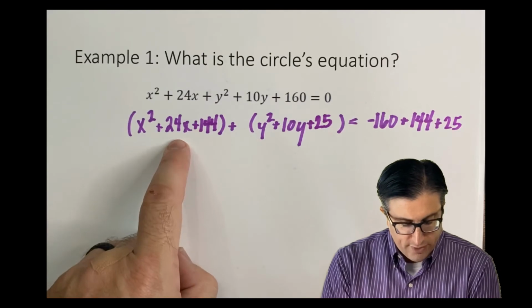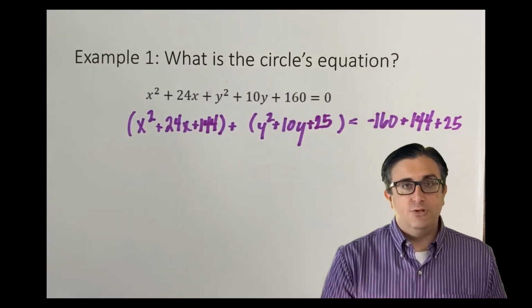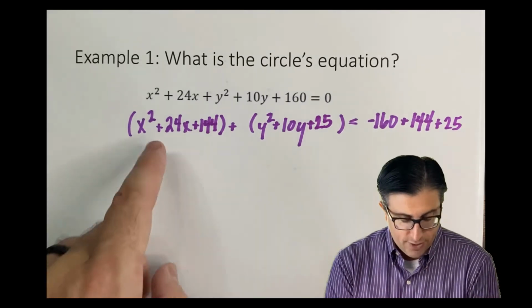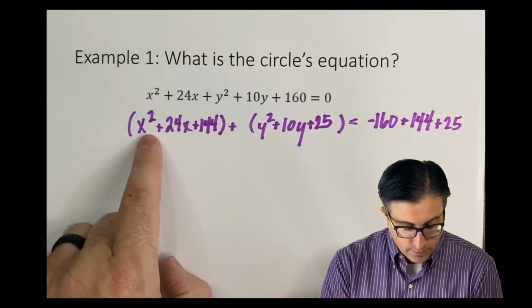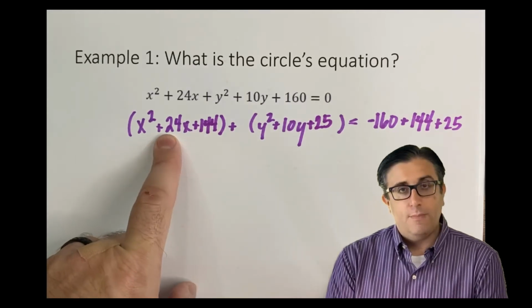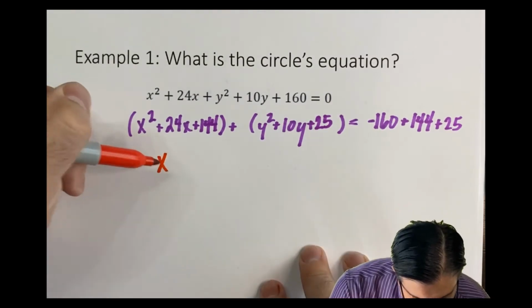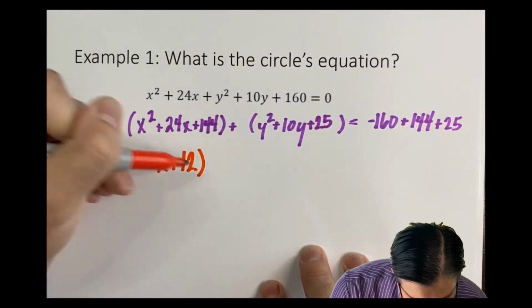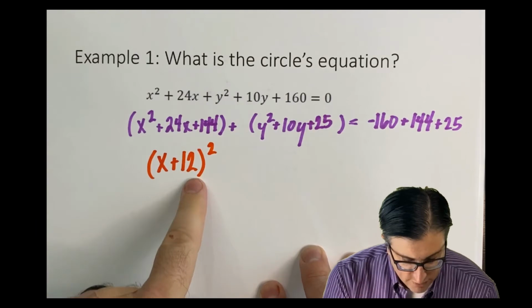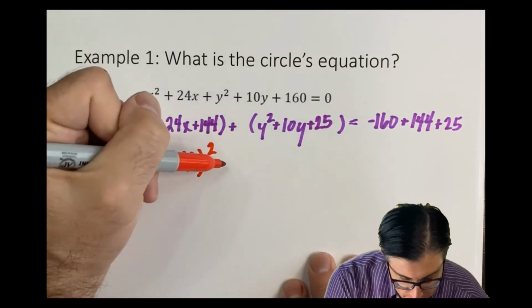X squared plus 24x plus 144 is factorable. You can break that into two things that multiply together to give us this equation. What number times itself is 144? And what number added to itself is 24? Well, that's a 12. So this is x plus 12 squared. 12 times 12 is 144. 12 plus 12 is 24.